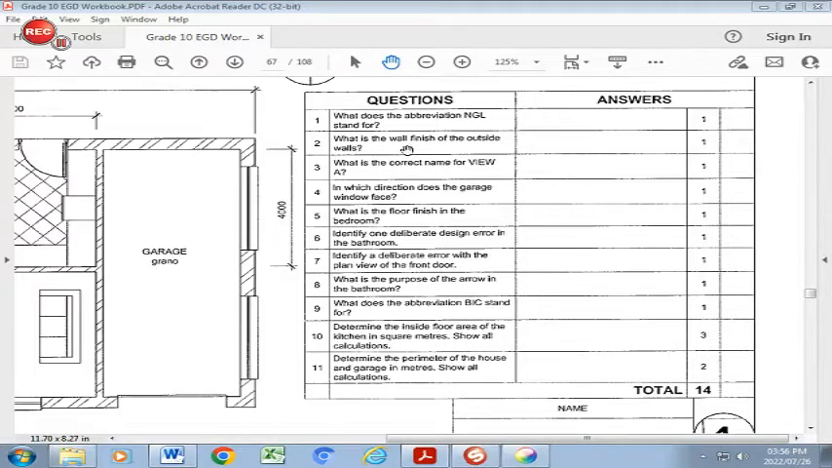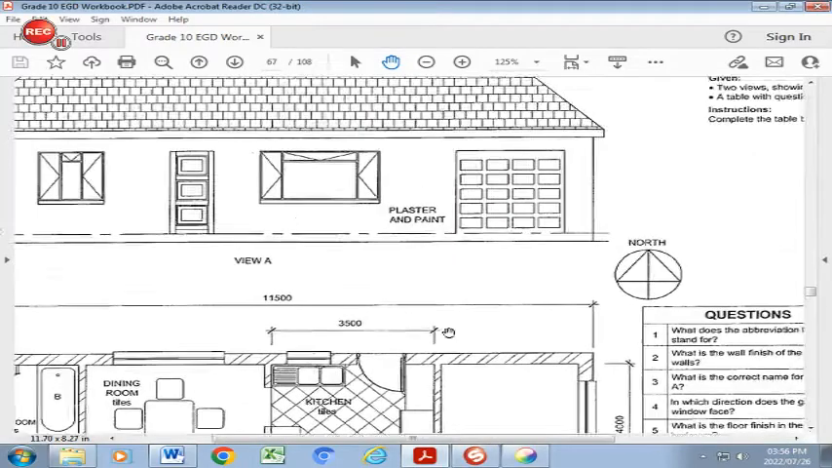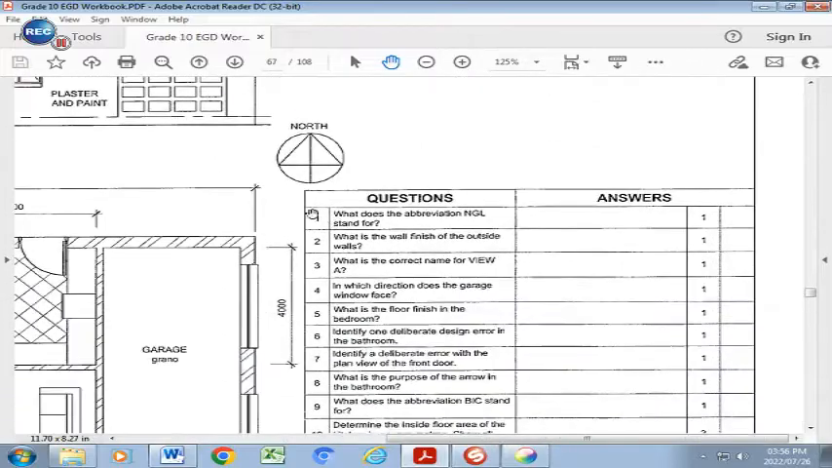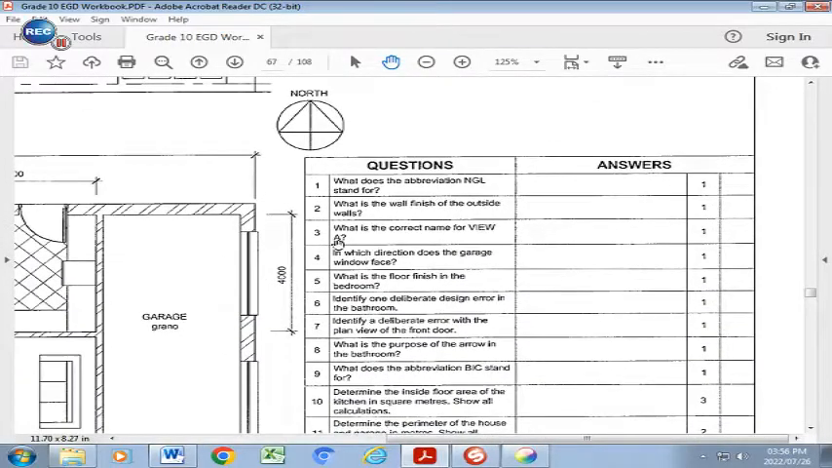If you look at number 2, what is the wall finish of the outside walls on this house? If we scroll to that point there, you will find that it is plaster and paint. And that is normally what is on the walls right around. In this case, plaster and paint, which you will write in here.